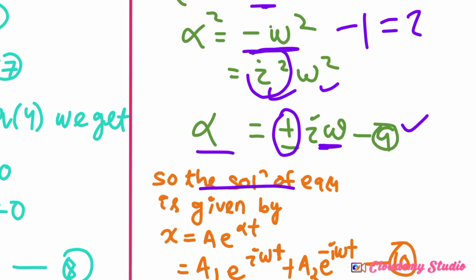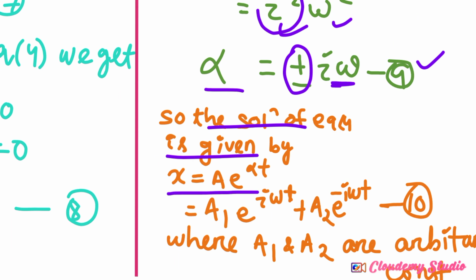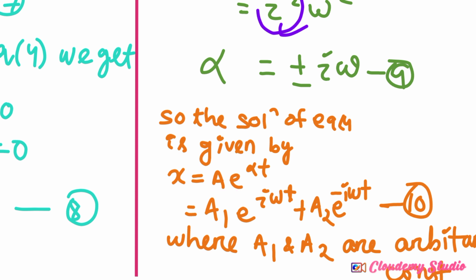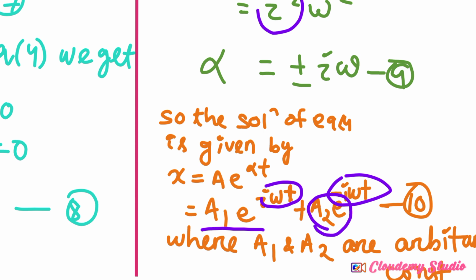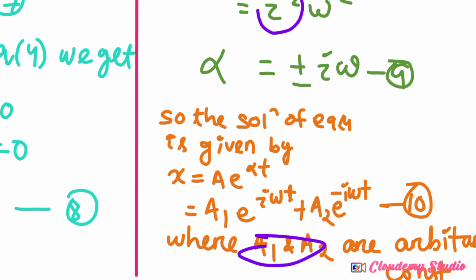Now the solution of equation number 4 is given by x is equal to a e to the power alpha t. Now, giving it in components, we find x is equal to a1 e to the power i omega t plus a2 e to the power minus i omega t, in equation number 10, where a1 and a2 are arbitrary constants.